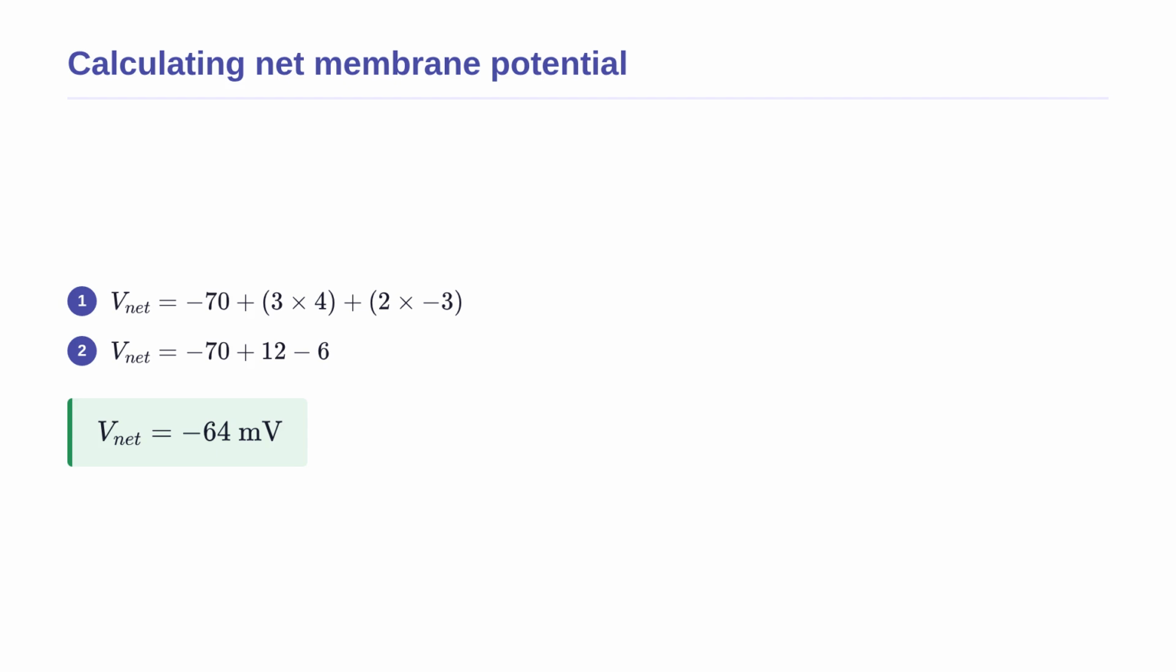We use our integration formula to sum all electrical inputs. First, we calculate the total excitatory input, which is positive 12 millivolts. Next, we calculate the total inhibitory input, which is -6 millivolts. We combine these with the resting potential. The final answer is -64 millivolts. Physically, because -64 is still below the -55 millivolt threshold, the neuron will not fire. The inhibitory signals effectively canceled out the excitatory ones.